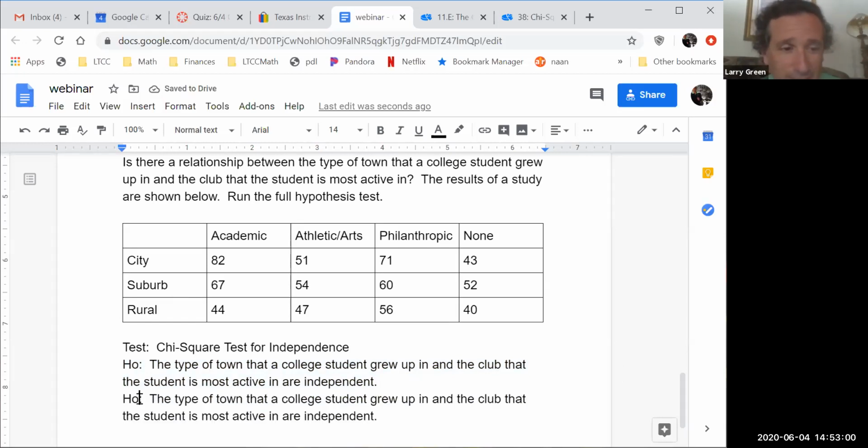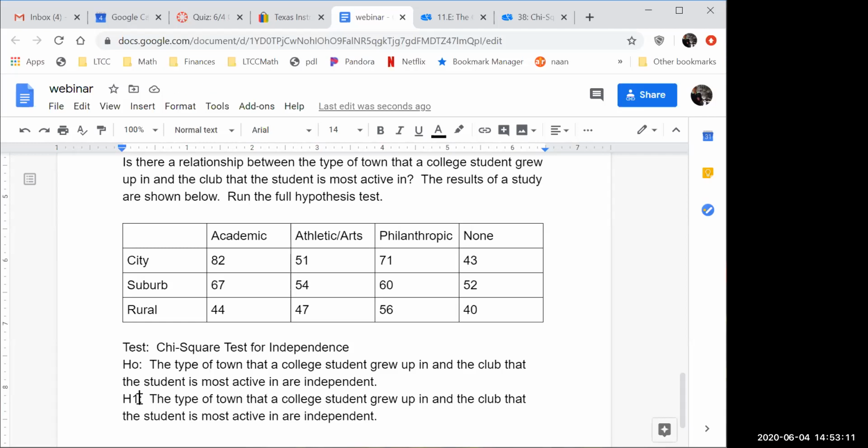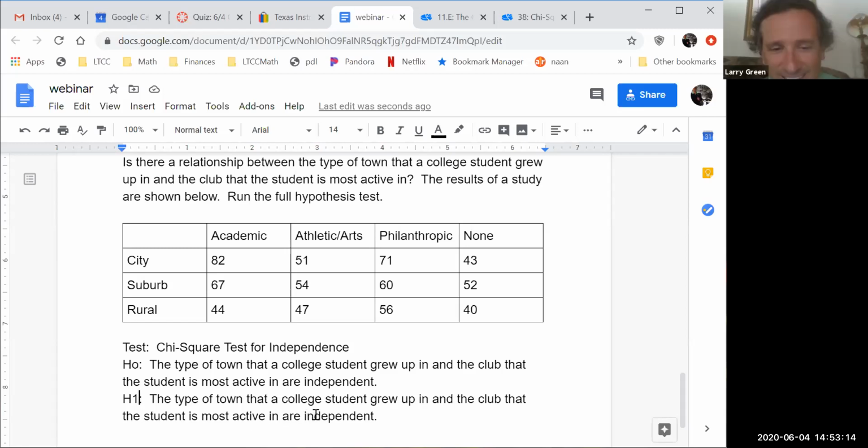Okay, I hope you all know I need to change that 0 to a 1. That shouldn't be anything new. Here's a hint. I need to get rid of 2 letters. "In." In, exactly. So H1 is the type of town that a college student grew up in and the club that the student is most active in are dependent. The word dependent is the opposite of the word independent. Any questions on H0 and H1? Okay. Is that clear so far?